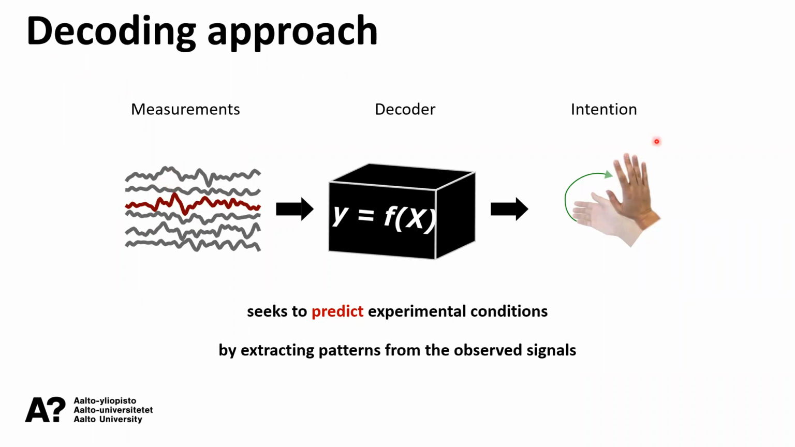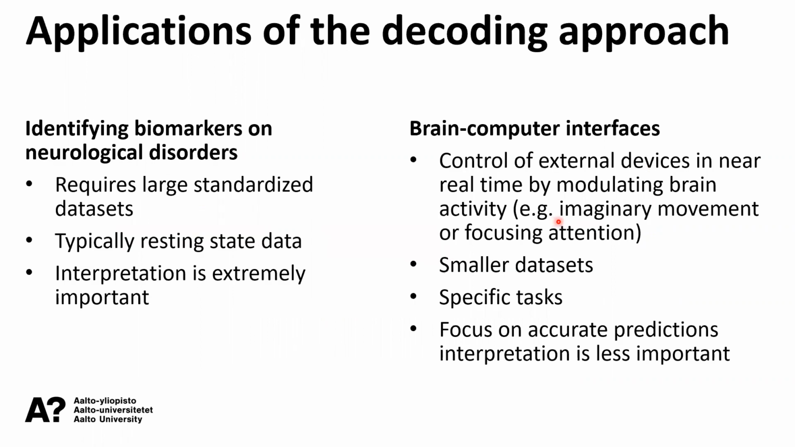So we try to represent the experimental manipulation as a function of the data and maybe predict it directly from the data by extracting patterns from the observed signals. And this should already sound familiar to machine learning people. Two applications of this decoding approach are, for example, identifying biomarkers of different biological disorders. Sorry for the typo here.